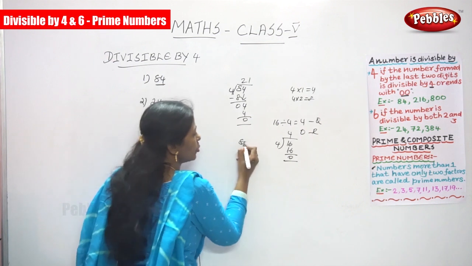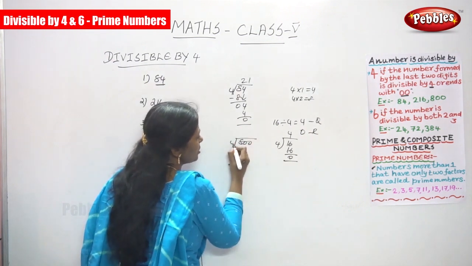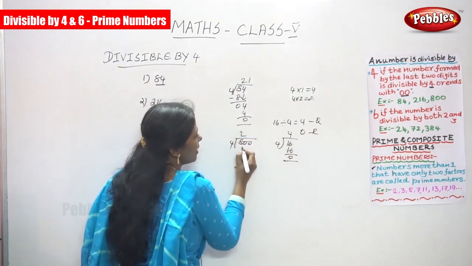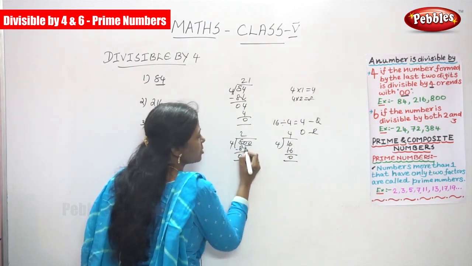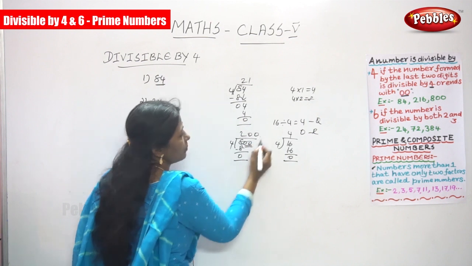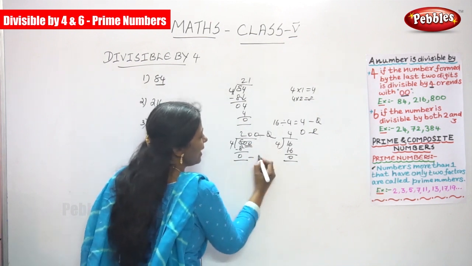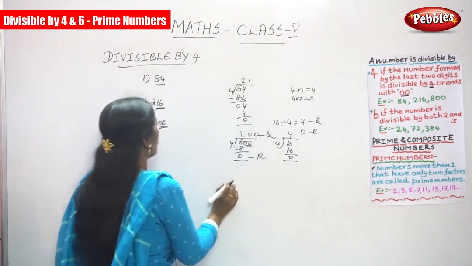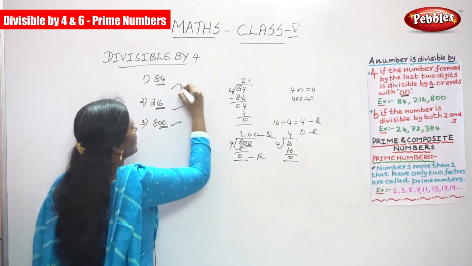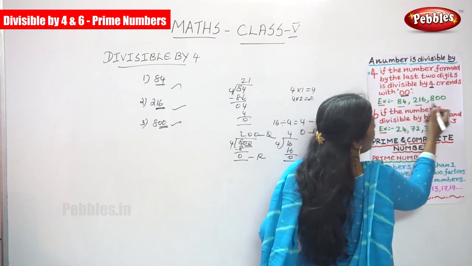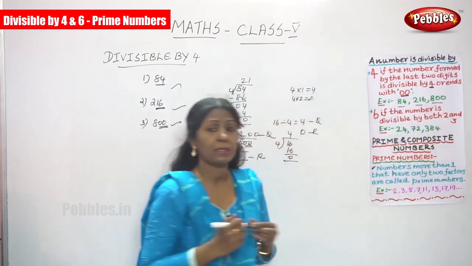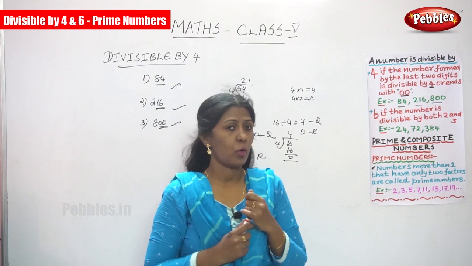If you want to check it, you can do that. 800 divided by 4: 4 2s are 8, 8 minus 8 you get 0. The remaining 0s you put on the top. The quotient is 200 and the remainder is 0. So these three numbers are divisible by 4.